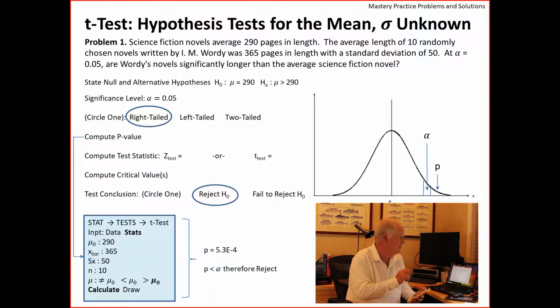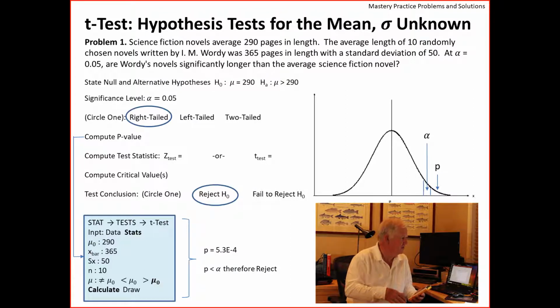No, that'd be two tail. Is it that mu is less than 290? That'd be left tail. Now you have to select the rightmost selection there, which you read as mu is greater than mu 0, or mu is greater than 290. Okay, having done that, you get the choice of calculate or draw.